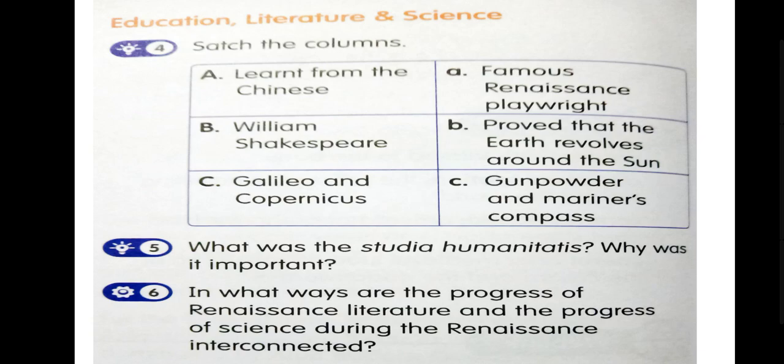Now come to question number six. In what ways are the progress of Renaissance literature and the progress of science during the Renaissance interconnected? It means how literature and science during the Renaissance were interconnected. As you know, education became an important thing during the Renaissance because it was the main way in which humanist thought was spread in society. In literature, there was a shift towards regional languages. This meant that more people were able to read Renaissance literature, which further helped to spread humanist thought.